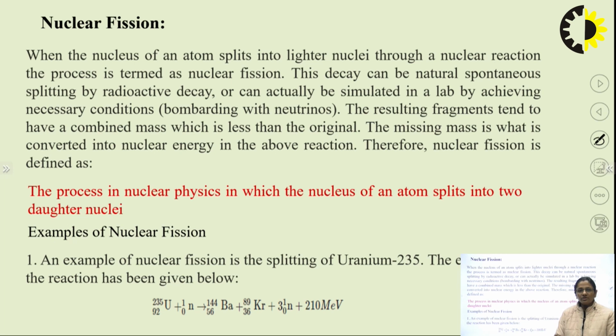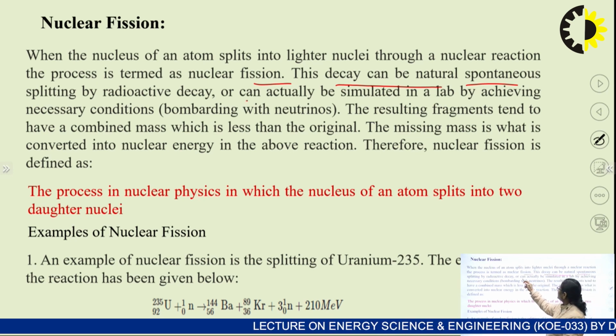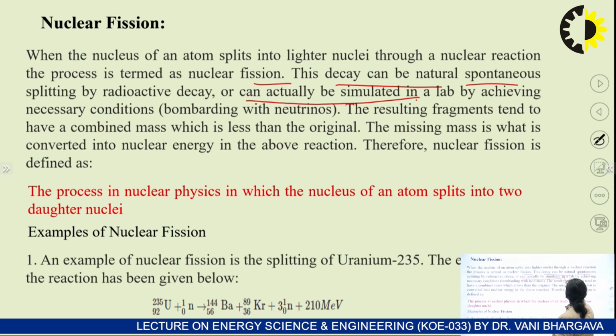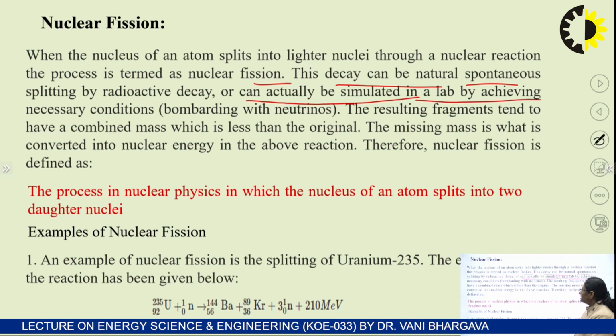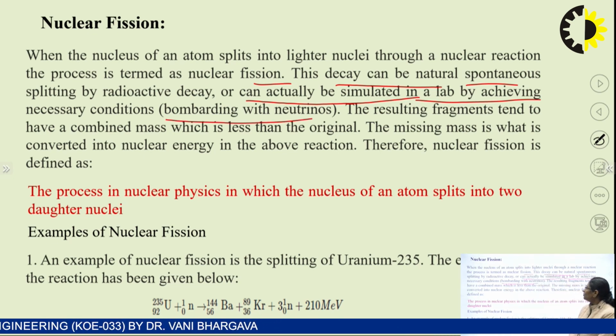Now let us come to the operation which takes place inside the reactor. It is the nuclear fission. So, the fission process in the reactor. When the nucleus of an atom splits into lighter nuclei through a nuclear reaction, the process is termed nuclear fission. We know that this decay can be a natural spontaneous splitting by radioactive decay, or it can actually be simulated in a lab by achieving the necessary condition, that is, bombarding the fissionable atoms with neutrons.